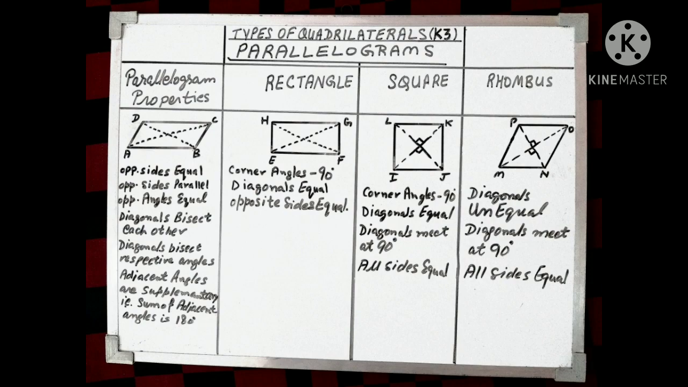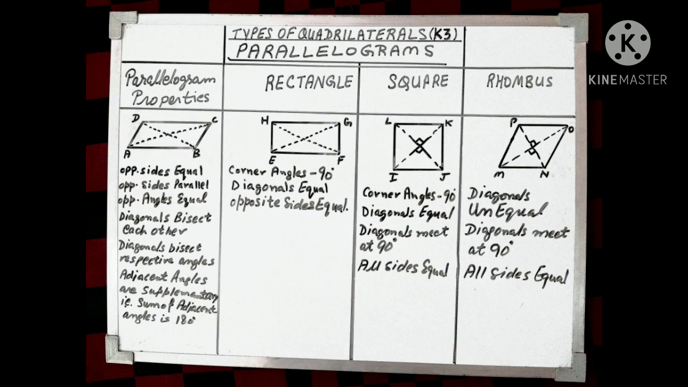Now the important thing we have to discuss here is that rectangle, square and rhombus are actually parallelograms. Getting my point? These are actually parallelograms, which means that all the properties we have discussed over here for the parallelogram will apply equally to the other three figures: rectangle, square and rhombus also.